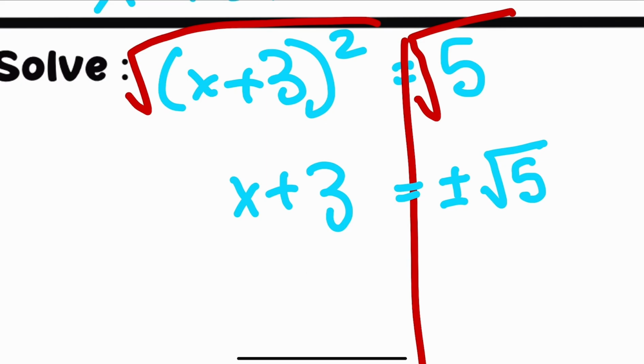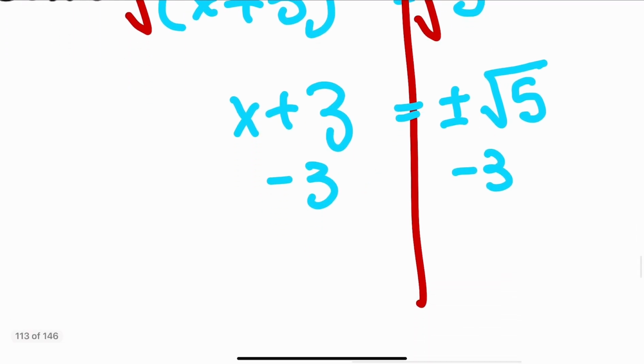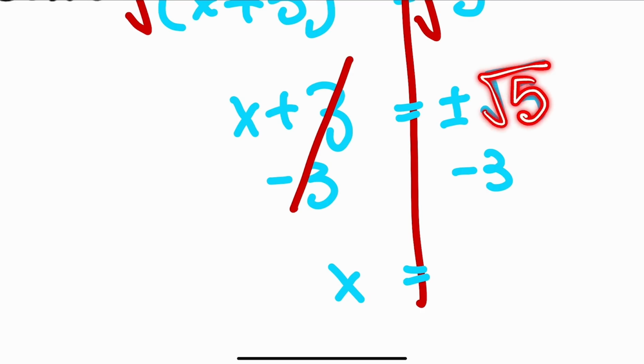And then I'm going to continue to try and get this x by itself. So I have x plus 3. I want to get rid of that 3 next. So I'm going to subtract 3 from both sides. When I do that, these are going to cancel out. I'll be left with x equals, and then I'm just going to rewrite this because this square root of 5, I can't really do anything with that.